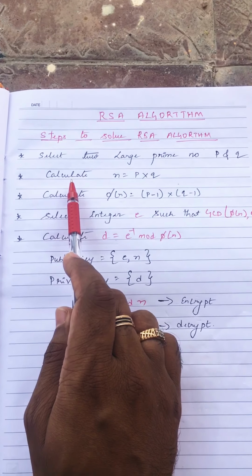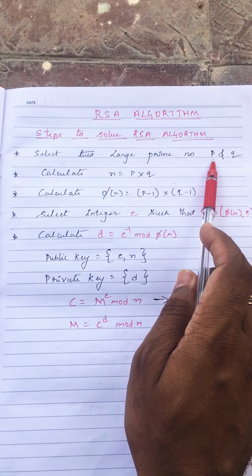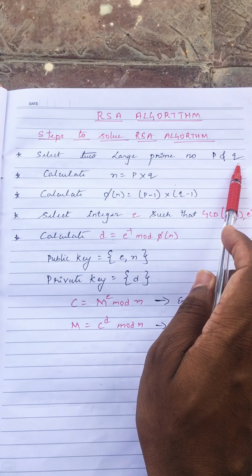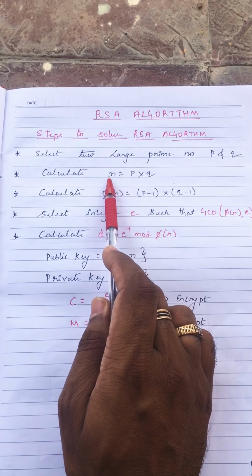In the second step, we are going to calculate n equals P into Q. Suppose my P was 11 and my Q was 7. So 11 into 7 becomes 77. So my value of n will be 77.